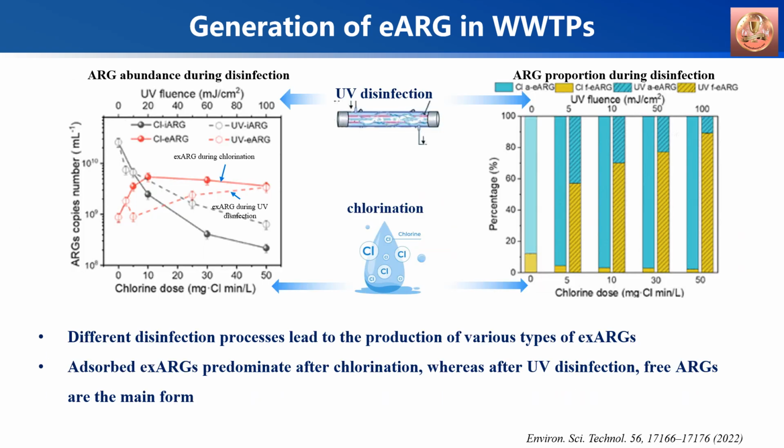And we further focus on the effect of the disinfection process on the generation of ERGs. We found that both chlorination and UV disinfection can lead to the production of ERGs, but the production is different. Chlorination will lead to the predominance of the adsorbed form of ERGs, while UV disinfection leads to the dominance of free-form ERGs.